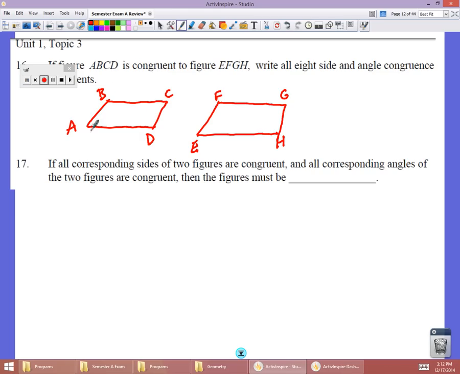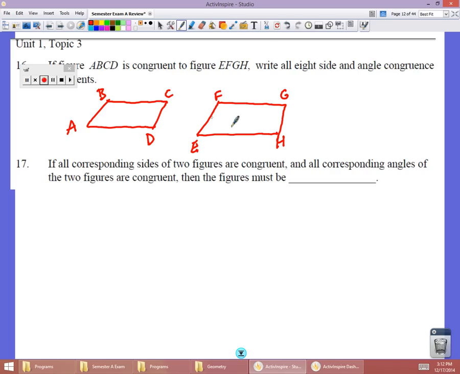And the second thing is, since the figures are congruent, wherever we start here, we want to start the same place here. So since this one started with A and this one starts with E, since I put A on the bottom left, I'm also going to put E on the bottom left. Alright, now we want to write our side and angle congruent statements.